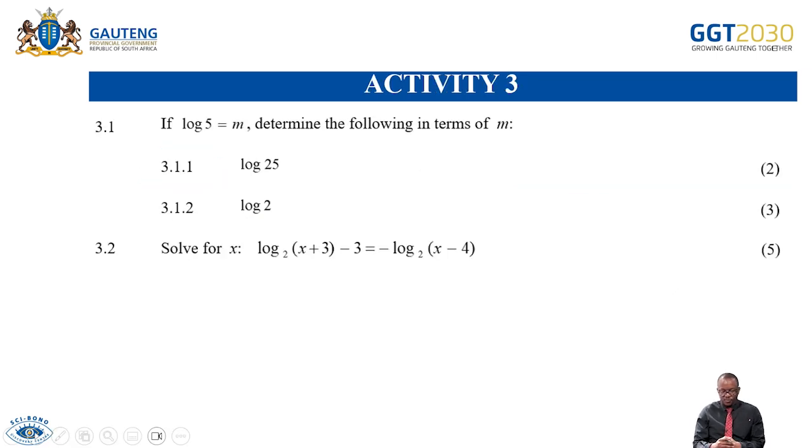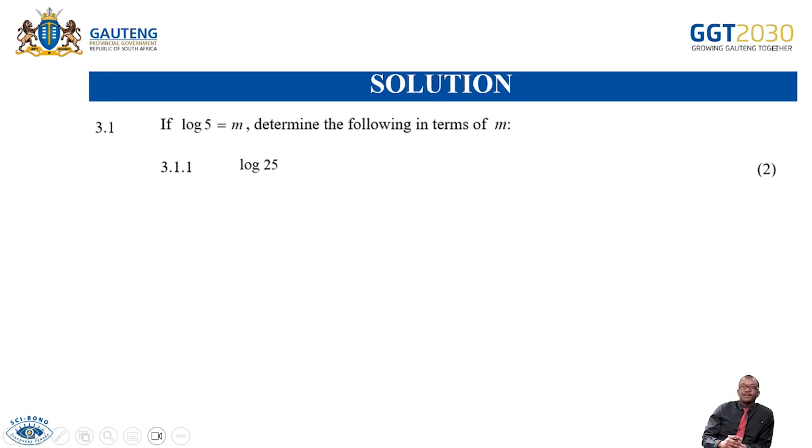Okay, we're looking into now activity number 3. In activity number 3 now they are saying 3.1, if log 5 is equal to m, determine the following in terms of m. Right? Let's start there. Log of 25.